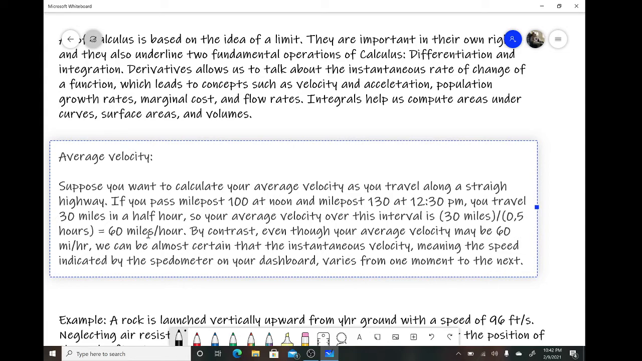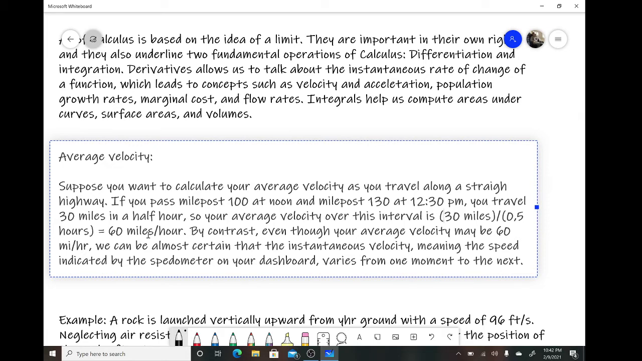Now, even though our average velocity may be 60 miles an hour, we are pretty much certain that we actually did not travel at 60 miles the whole way. Sometimes you have to speed up to, let's say, 65, 70. Sometimes you slow down to about 40 or even 50. Or even 30 if you have a delay or whatever. But we know for a fact that we did not travel exactly at 60 miles an hour between these two mileposts, because I did not say that we were using cruise control, for example.